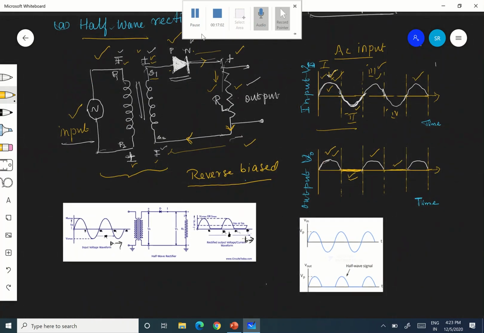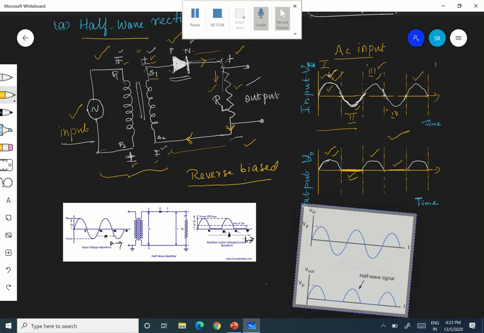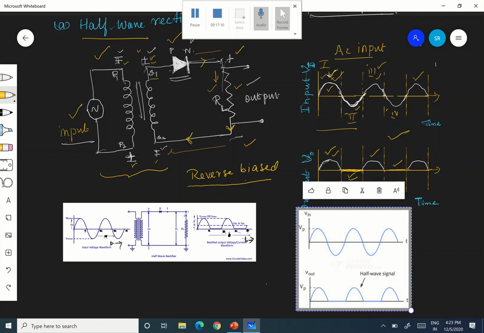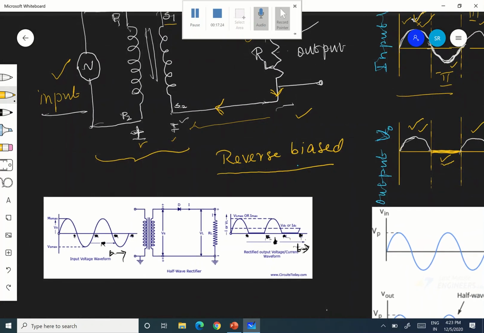Therefore you see the same thing, whatever I have done. The input is full wave and here the output is half the wave. Okay, therefore a half wave signal. Same thing here, the same diagram, everything, the circuit diagram is drawn. If you want, you can see this one. Whatever I drew here, the same thing here. Okay, this is about the half wave rectifier.